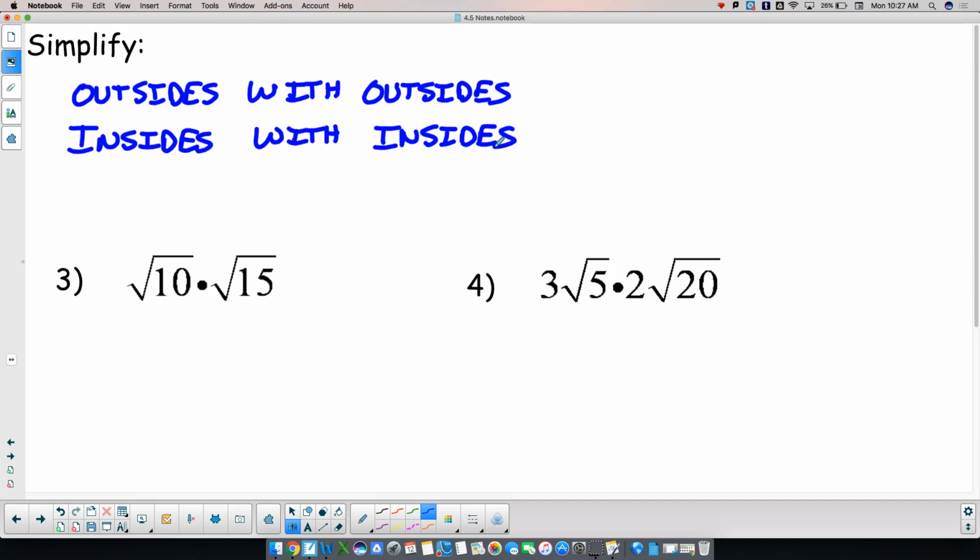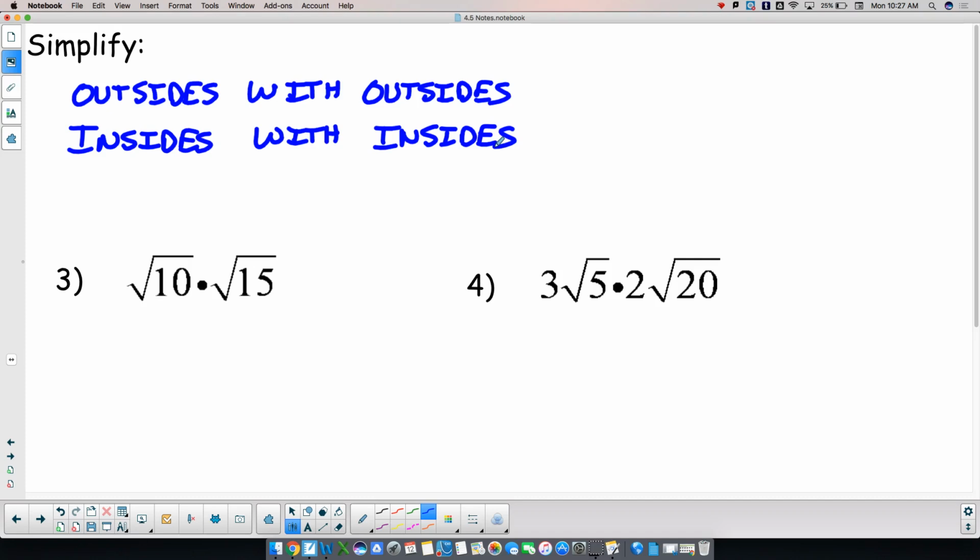Like when you're multiplying fractions, you can simplify first and then multiply, or you can multiply first and then simplify. Same process holds here with radicals. You can multiply first and then simplify, or simplify then multiply. Doesn't matter to me.